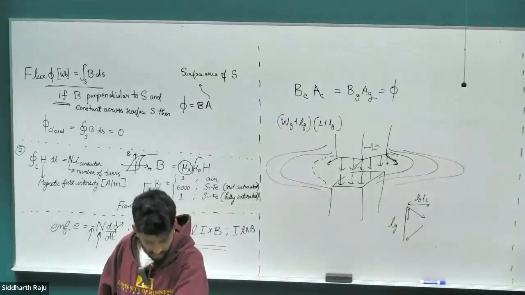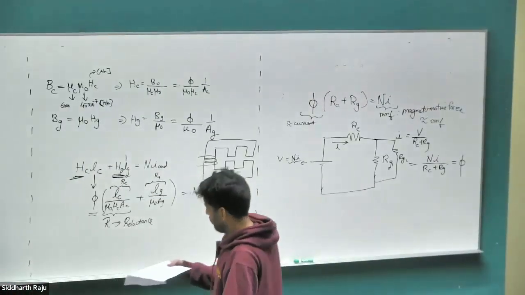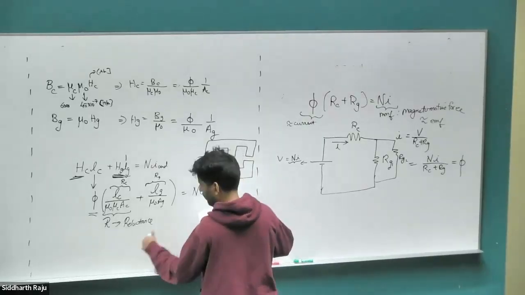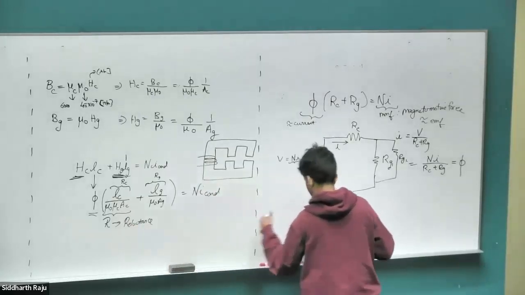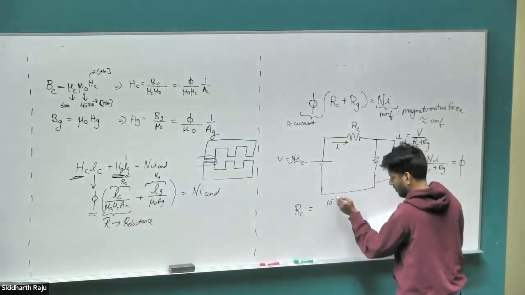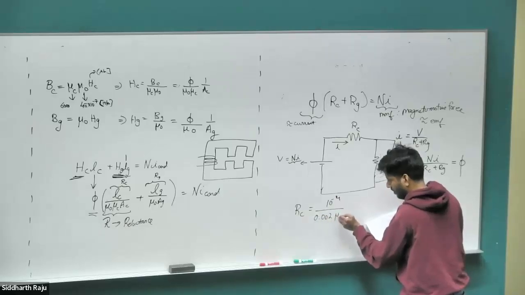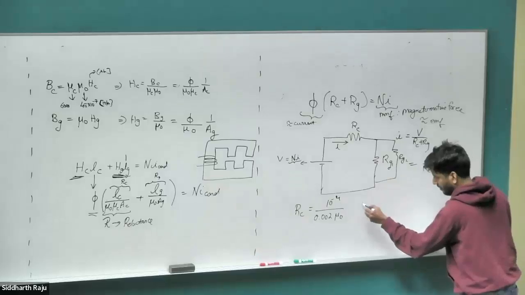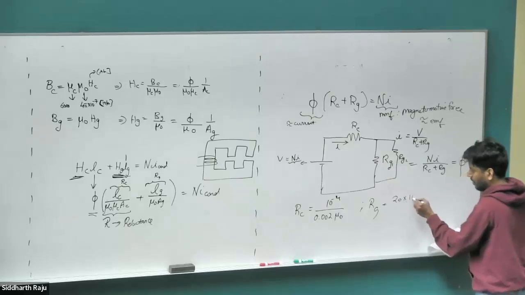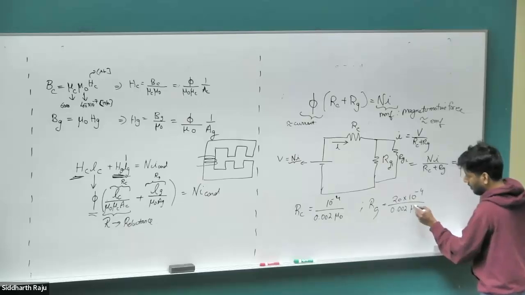Okay, so let's substitute the values and look at what the numbers come out. You can double check it when you do this for the homework. Let me just give you the answers. So our reluctance RC comes out to 10 to the power minus 4 divided by 0.002 mu naught. You can simplify further. I'm not a big fan of substituting and solving. Just leave it there. So Rg comes out to 10 to the power minus 4 times 0.002 mu naught.